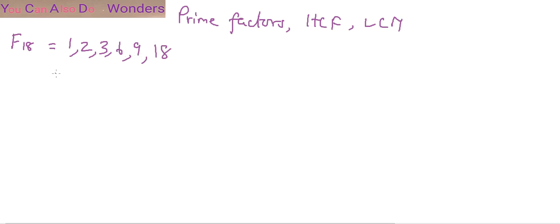What are the prime factors of 18? What are the prime numbers out of these? The prime numbers are called prime factors. So the prime factors of 18 are 2 and 3, isn't it? Other than 2 and 3, all other factors are not prime. 1 is neither prime nor composite, and 6, 9, 18 are composite numbers. They are not prime.